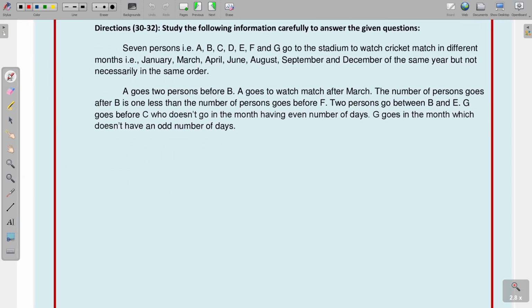Questions 30 to 32. Study the following information carefully and answer the questions. 7 persons A, B, C, D, E, F and G go to the stadium to watch a cricket match in different months: January, March, April, June, August, September and December. So what are the days? 31, 31, 30, 30, 31, 30 and 31.